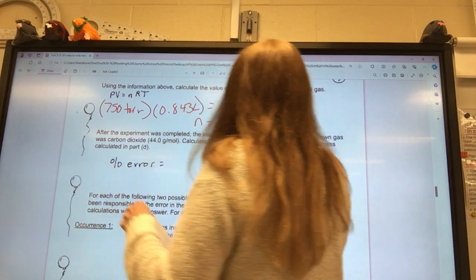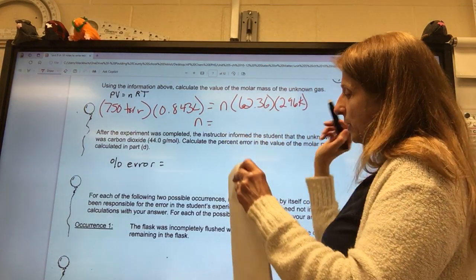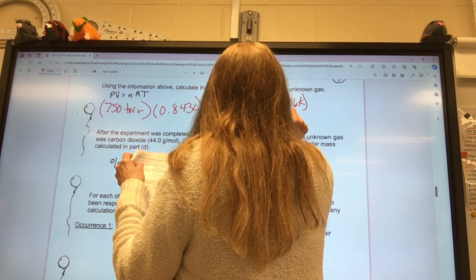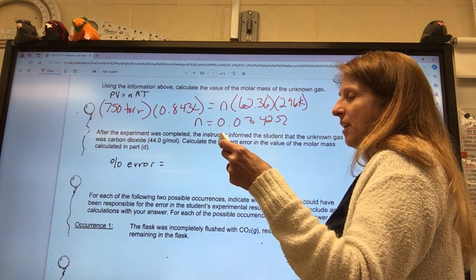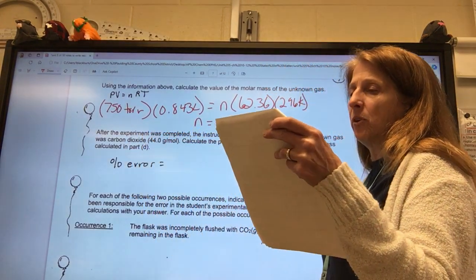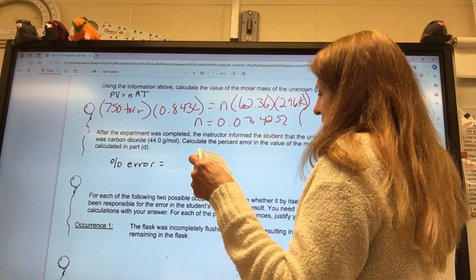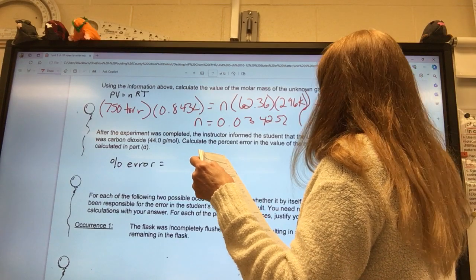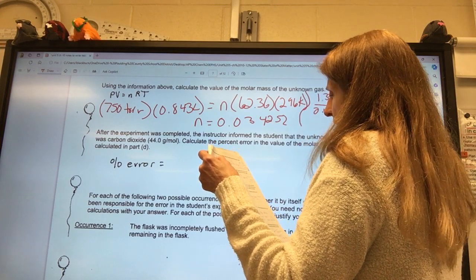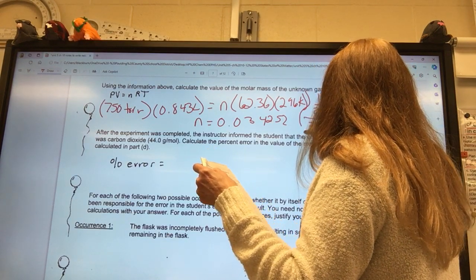So n, if you put this in your calculator, I'd do 750 times that, enter, divided by 62.36, enter, divided by 296, enter, and it's 0.034252. Okay? But they didn't ask for the number of moles, they asked for the molar mass. So we have to go back, and what was our grams? It was 1.37. 1.37 grams divided by the number of moles, 0.03425. So it equals 40 grams. Put a box around it.